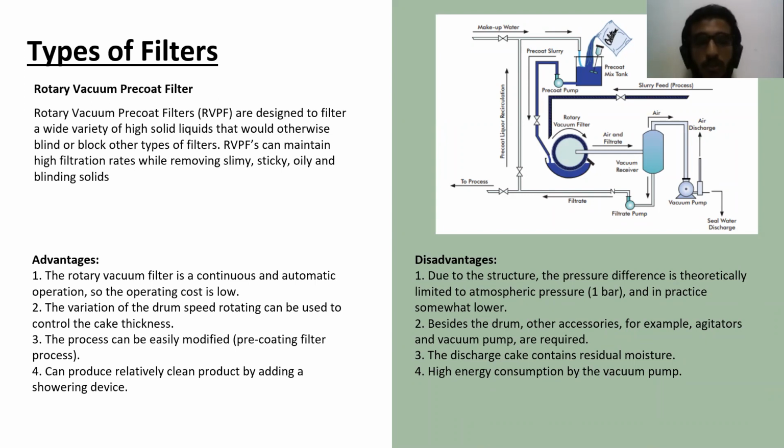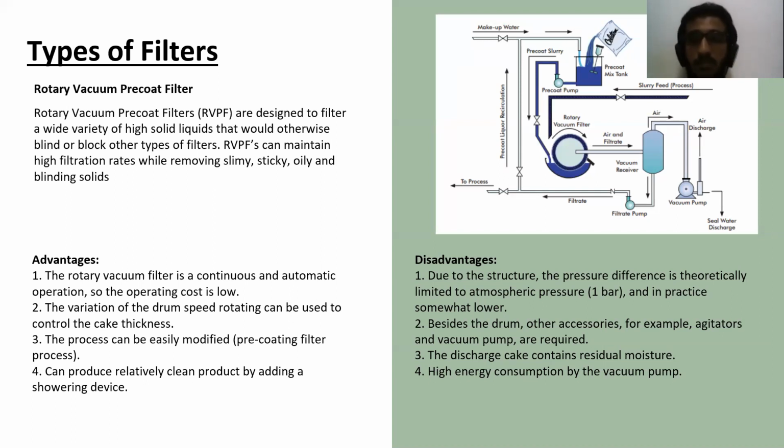operation, so the operating cost is a little bit low, and the variation of drum rotating speed can be used to control the cake thickness. The process can be easily modified, as well as it can produce a relatively clean product by adding a showering device.